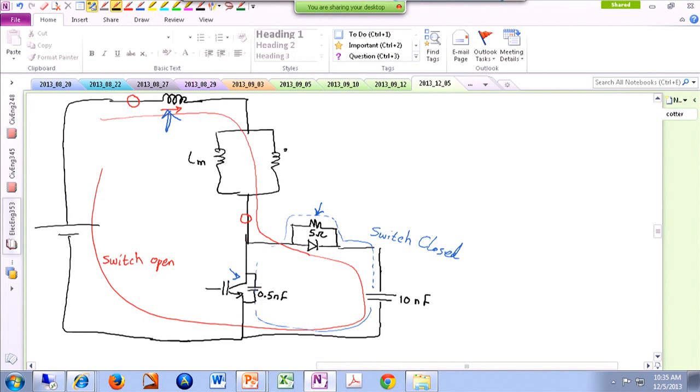Technically, you don't really need this resistor over here. You can argue that I just put another diode over here. You can say I can do something like this.